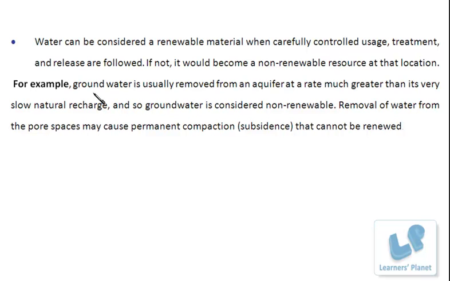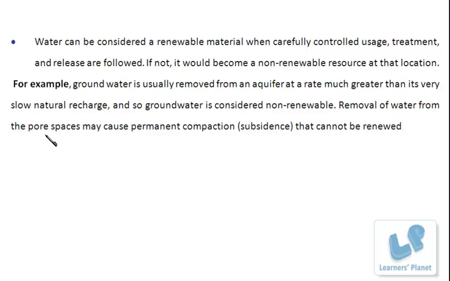Say, for example, groundwater is usually removed from an aquifer at a rate much greater than its very slow natural recharge. And so groundwater is considered a non-renewable resource. These pumps are used. The electric pumps or electric motors are used to take out groundwater, which removes water from that particular aquifer at a much greater rate. So at that particular point, that water is considered a non-renewable resource.